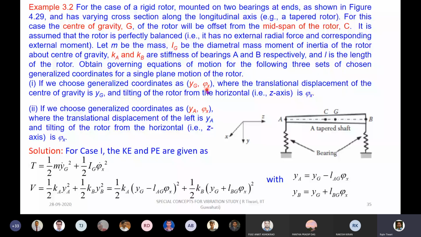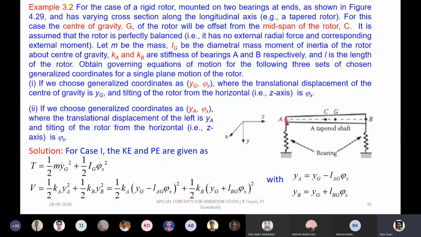If we define this generalized coordinate, we can write the kinetic energy and potential energy of the system. For kinetic energy, because we have taken the generalized coordinate at the center of gravity, we can directly write the linear kinetic energy and the rotational kinetic energy about the center of gravity, where Ig is the polar mass moment of inertia about the center of gravity. Potential energy will depend upon how much deformation of the spring at end A of the shaft and at end B of the shaft there is.